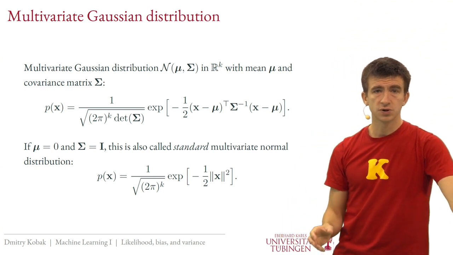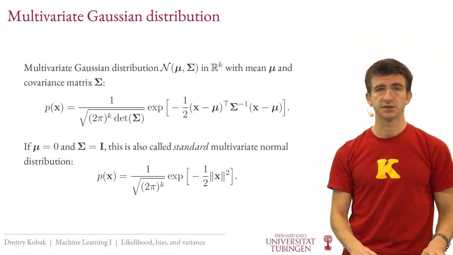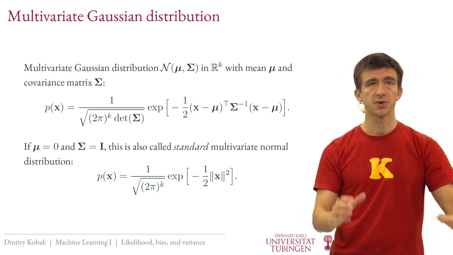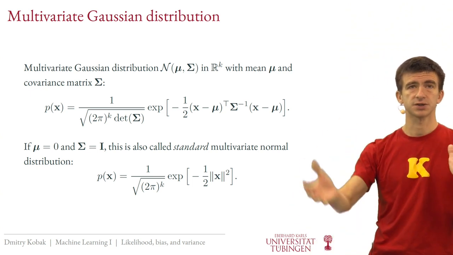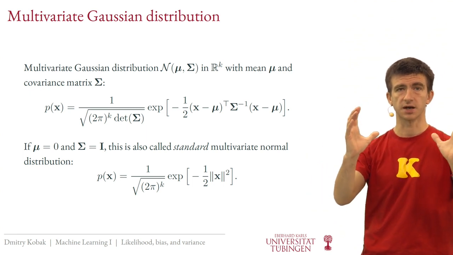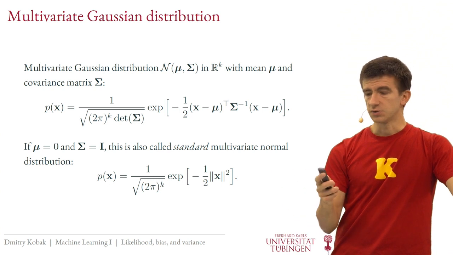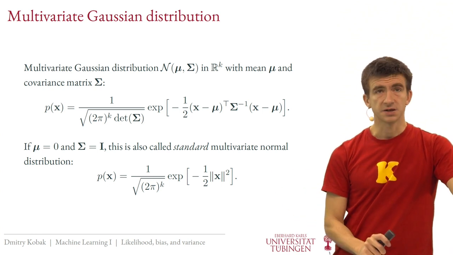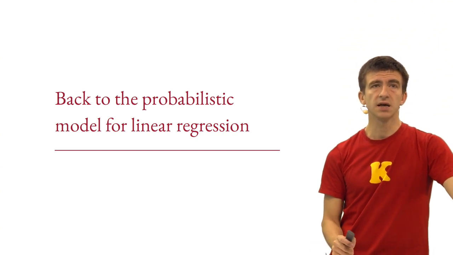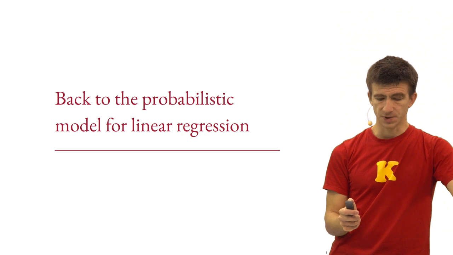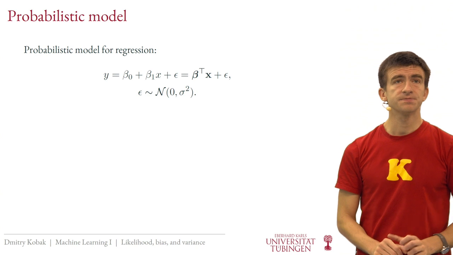Okay, and we can put the zero vector as the mean and the identity matrix. So remember, the identity matrix is ones on the diagonal, zeros everywhere else, and this will be called a standard multivariate normal distribution. It's symmetric in all directions. It has variance one. It's like a ball centered around zero, zero. It has a simple formula for its density function. Okay, I think this is all that we will need, at least today, to talk about the probabilistic model for linear regression. So let's get back to it.